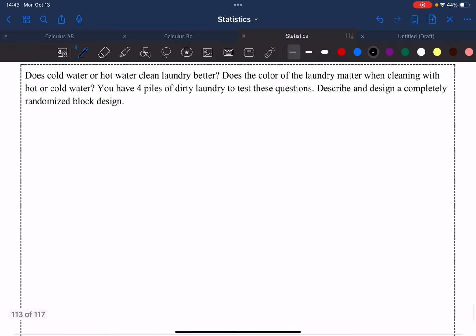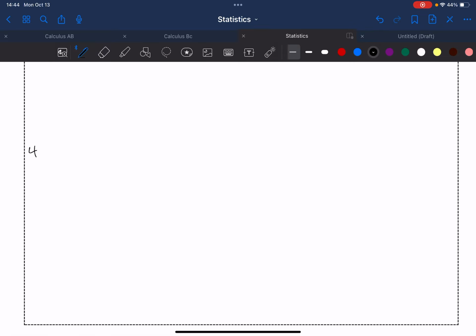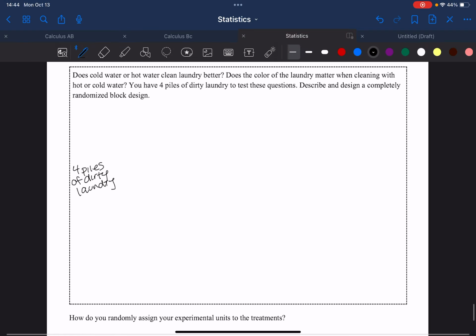So for example, it says, does cold water or hot water clean laundry better? Does the color of the laundry matter when cleaning in hot or cold water? You have 4 piles of dirty laundry to test this question. Describe and design a randomized block design. Okay, so we have 4 piles of dirty laundry. Well, let's separate those into 2 piles of light clothes and then 2 piles of dark.